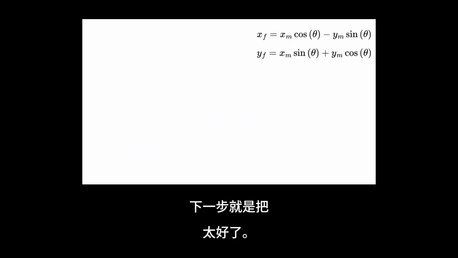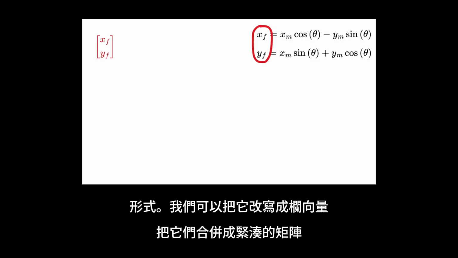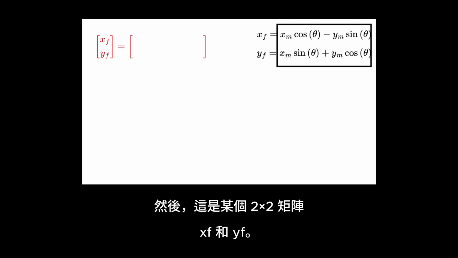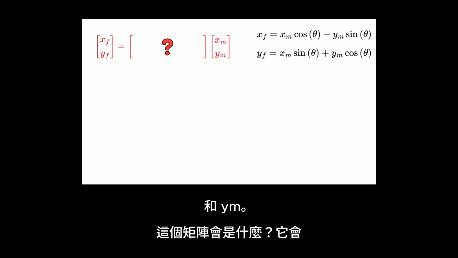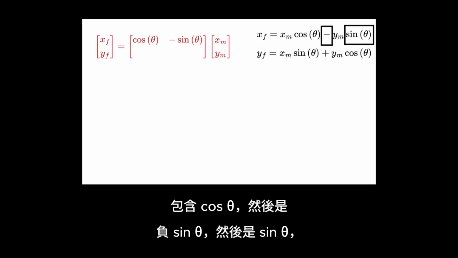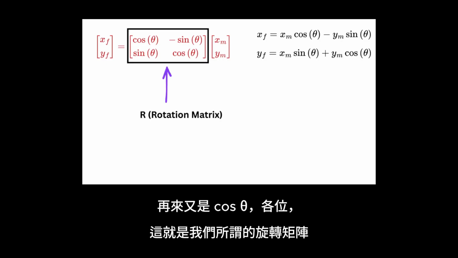The next step is simply to organize these two equations in a cleaner way. Instead of writing them separately, we can combine them into a compact matrix form. We can rewrite this as a column vector XF and YF. Then this as some 2 cross 2 matrix multiplied by another column vector XM and YM. What will be this matrix? It will contain this cosine theta, then this minus sine theta, then this sine theta, and again this cosine theta. And folks, this is what we call the rotation matrix R.